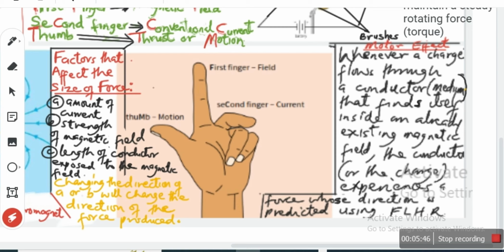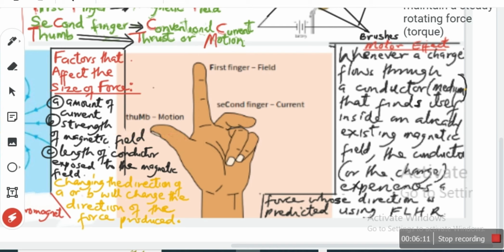Did you get that? For motor effect, usually we know the direction of the magnetic field. Like this time it is pointing from bottom to top. And we also know the direction of conventional current. Like this one, it is jumping out of the paper. This finger jumping out of the paper. Then we can predict the direction of the push, which will be to the left.